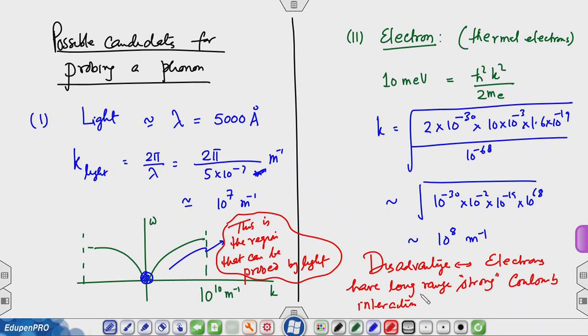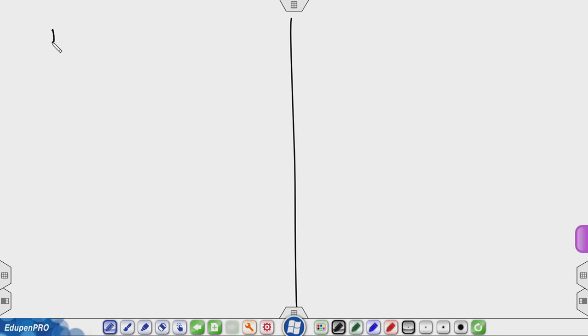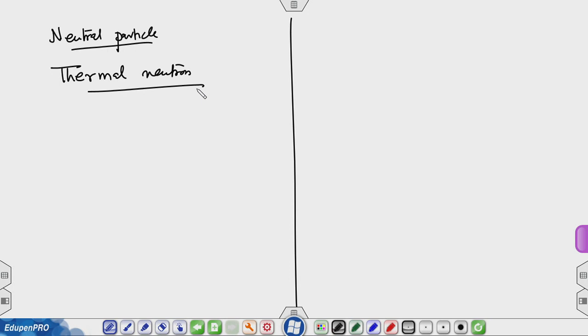Next, let us look at a neutral particle and what comes in mind is then the thermal neutron. So, energy again is of the order of MeV and then k would be square root of 2000 times 10 raised to 8. So, that is roughly 10 raised to 9 to 10 raised to 10 meter inverse. So, that is in the right range.